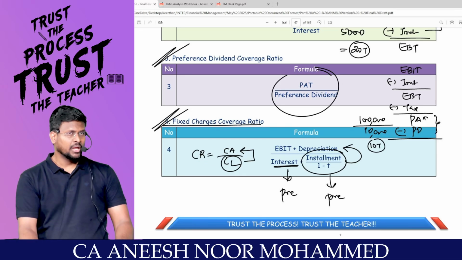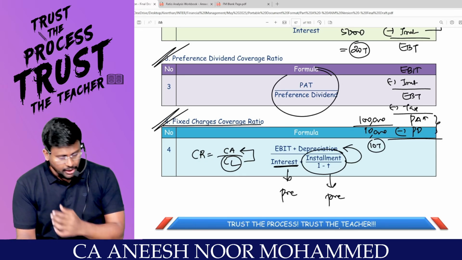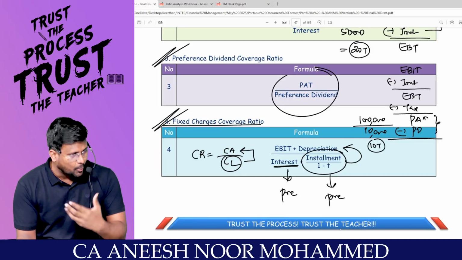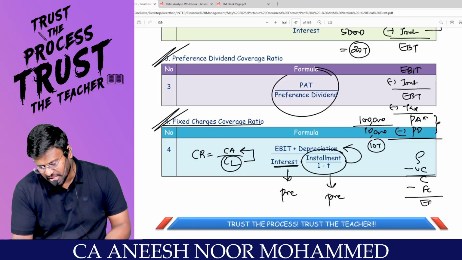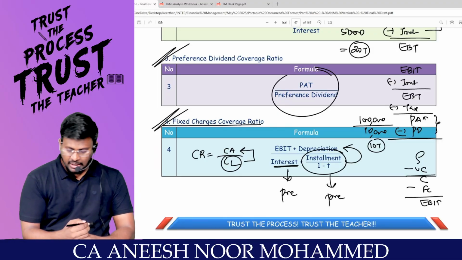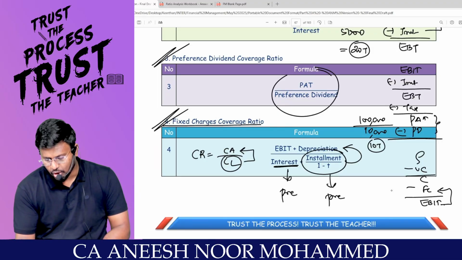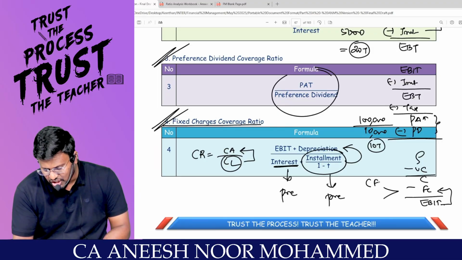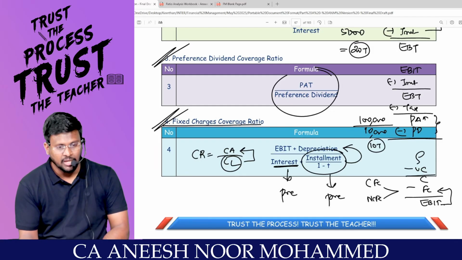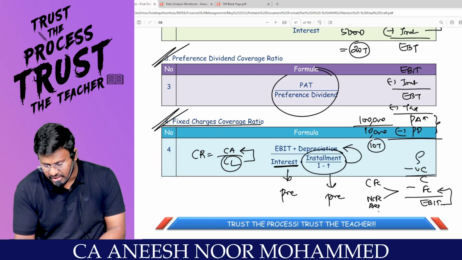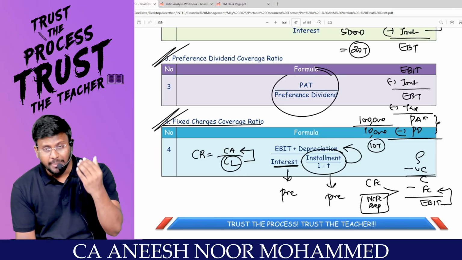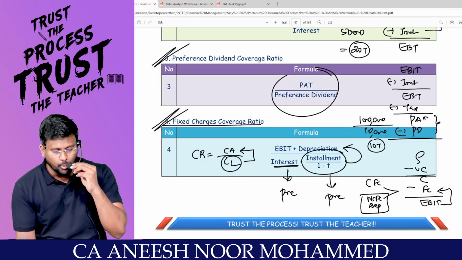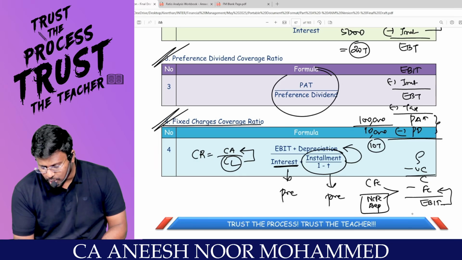Right, sir? Basically in the numerator, how much money is available with me? That means sales minus variable cost is contribution, and contribution minus fixed cost is EBIT. Am I right, sir? This EBIT is after fixed cost. This fixed cost considers cash fixed cost and non-cash fixed cost. Non-cash fixed cost is like depreciation. Depreciation is a non-cash item. So, EBIT would have been reduced, but the cash component would not have been reduced. That's why to this EBIT, I am adding back the depreciation.